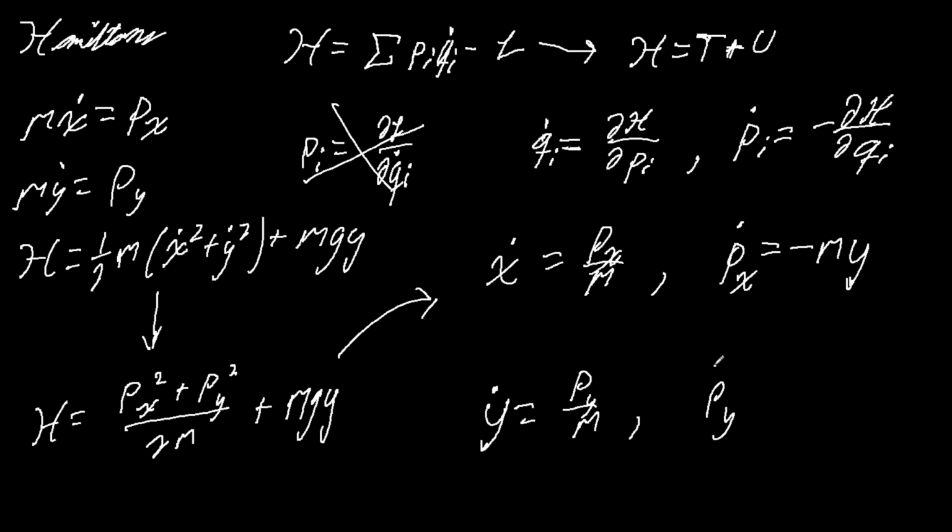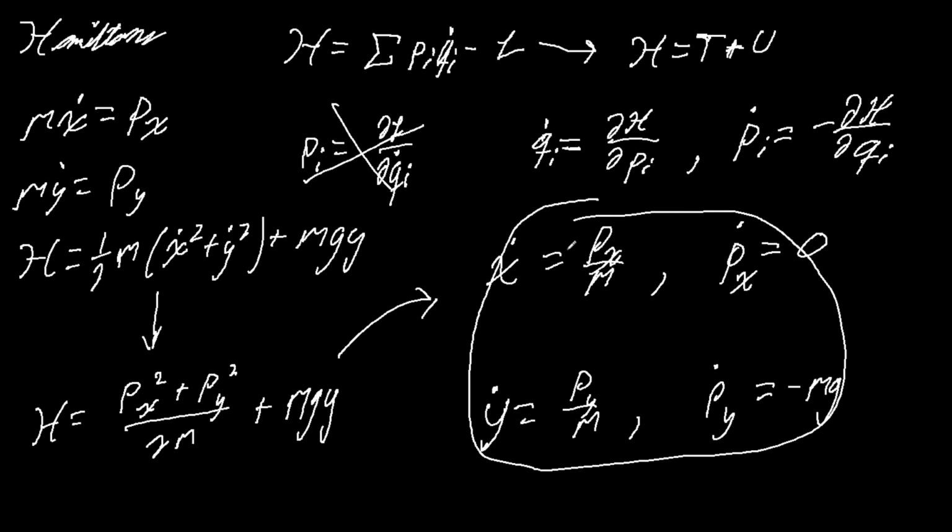And p_y dot, wait, what is it? That's what happens when I do math while talking. What is this? Do you see a partial derivative with respect to y? No. This section is just going to be 0. This is going to be equal to negative mg. There you have it. I'm too tired to explain.